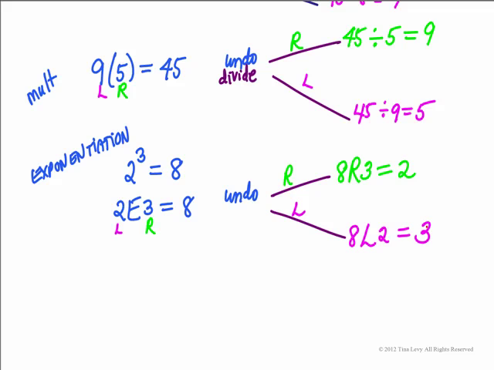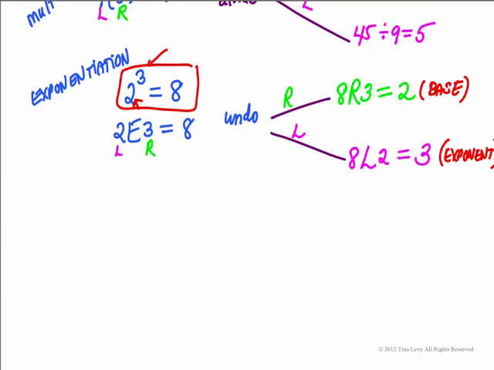So looking at this a little closer, we see when we took 8 and undid it R 3, we got 2 as our answer, and we can see that that answer is the base. But when we undo this on the left, 8 L 2, we get 3 as our answer, and we see we get an answer that's the exponent. So when we're undoing exponentiation, the R function gives us the base. The L function picks off the exponent.